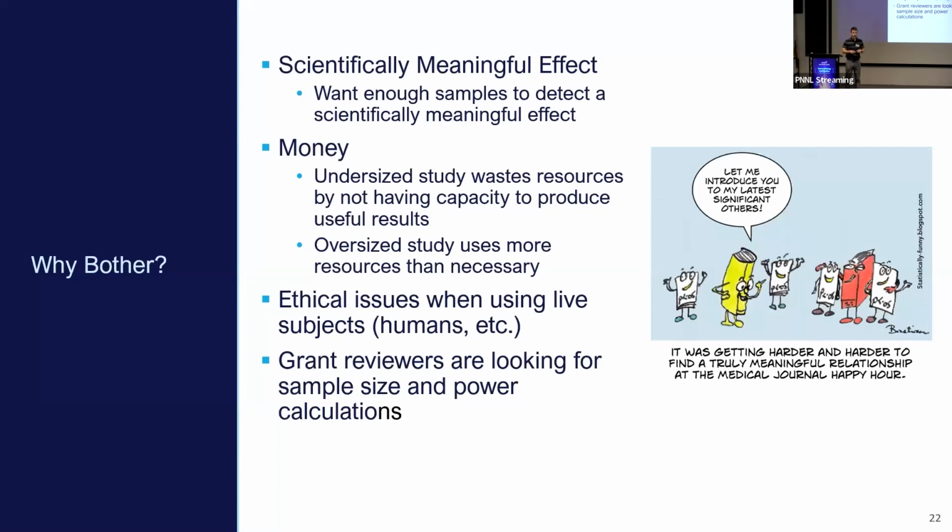And the big question with that, as we mentioned before, is money. An undersized study is going to waste resources by not having the capacity to produce useful results, but an oversized study is going to use more resources than necessary. We also have to take into account the ethical issue, especially when dealing with humans: if we're going to be testing things, we want to make sure we're not having too many people in the sample if we're not sure the study is going to yield positive results. As well, grant reviewers are simply looking for sample size and power calculations, and in order to get that money for your experiment, you need to know how to appease them.